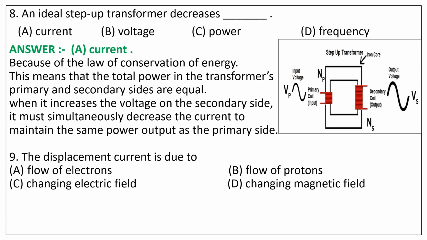9. The displacement current is due to A. Flow of electrons, B. Flow of protons. C. Changing electric field, D. Changing magnetic field. Answer C. Changing electric field.